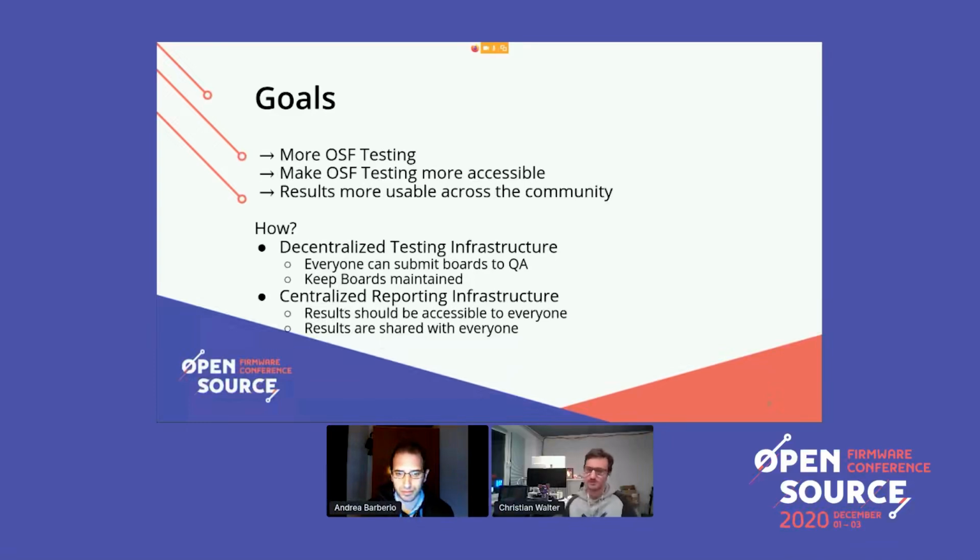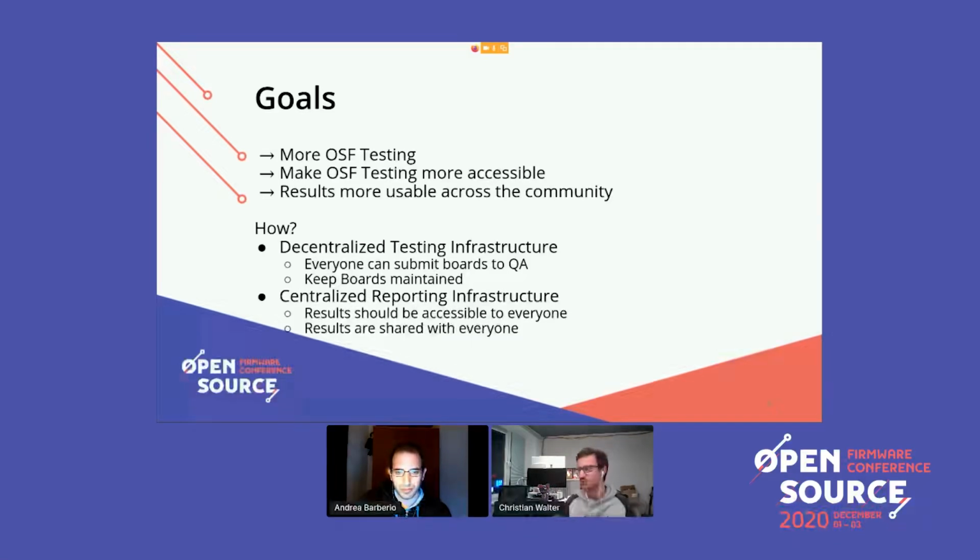How can we do that? So that's actually the big question here. Okay, we actually came up with two major things which need to be in place. So we need to have a decentralized testing infrastructure. That means everyone around the globe should be able to test, to set up their own infrastructure, right? Just a small portion of the whole picture, but still a small portion.